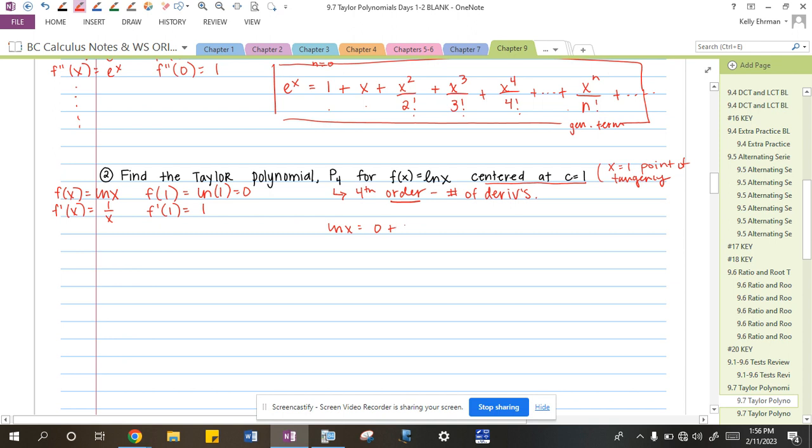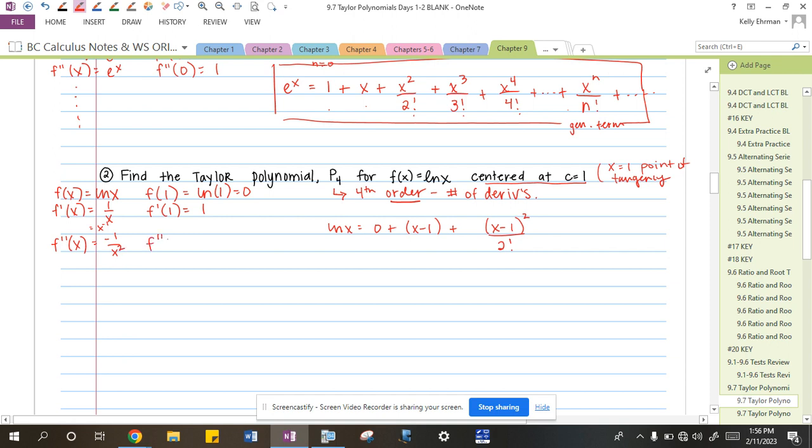Now we have 1, I'm not going to write in the 1, but 1 times, remember it's not x, it's x minus 1 over 1 factorial. Okay. And then, here, let me do this. The next term is going to be something times x minus 1 squared over 2 factorial. Right? So let's figure out what that something is. What's the derivative of 1 over x? Remember, this is x to the negative 1. So that becomes negative 1 over x squared.